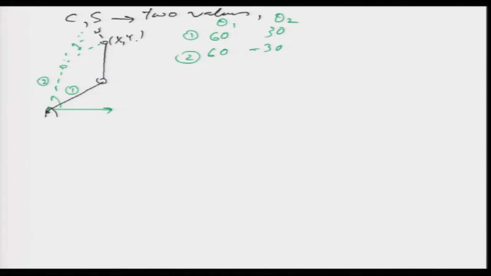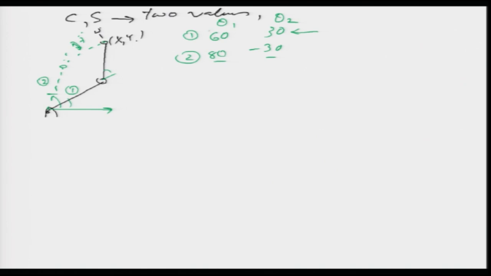What you find here is that this will not be 60, this is much larger, let us say it is 80, just for example. So this is a pair of solutions. If this is my 60, that is my 30. The next set of solution is this is 80 and that is minus 80, so it is coming in this direction, so it is minus. What this shows is that both configurations of this manipulator give the same xy.